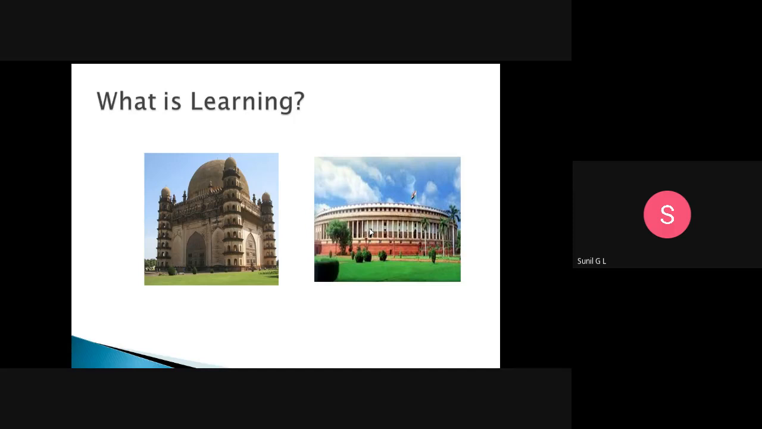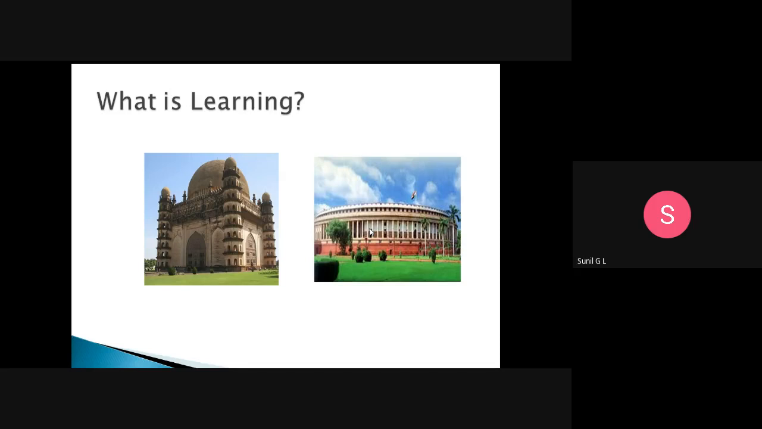Learning is nothing but getting knowledge from past experience. Learning is nothing but getting knowledge from previous experience. That we call learning. From past experience we get some knowledge, and that is learning. When you are shown new things, you identify that image or whatever it is from the knowledge you have in your mind. That is nothing but learning.